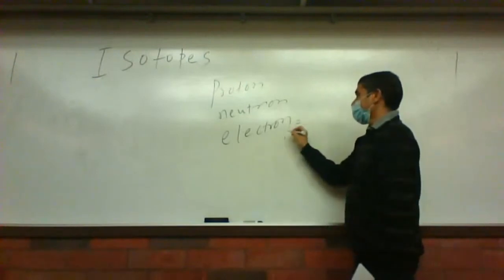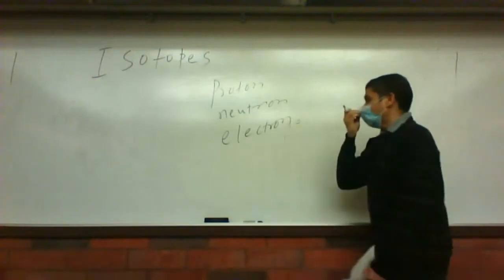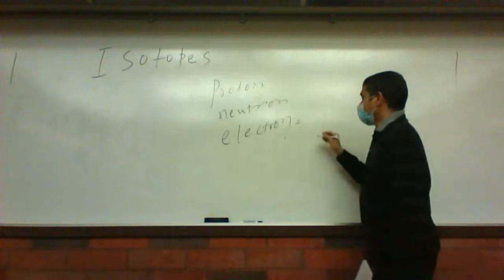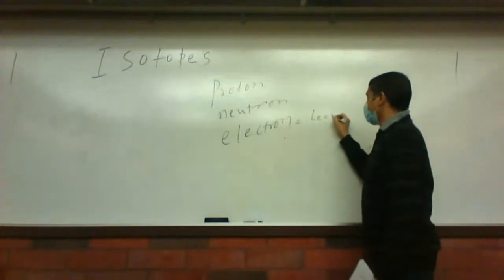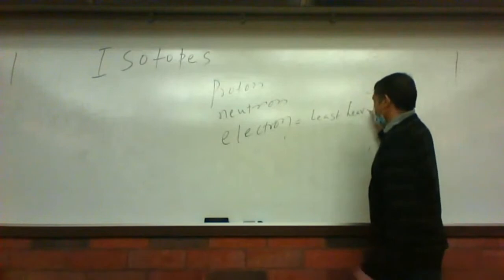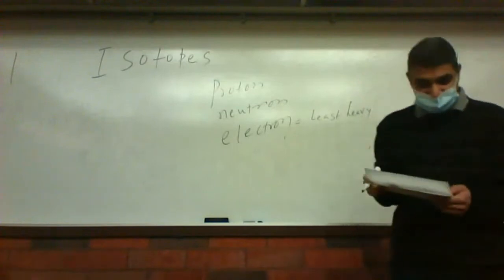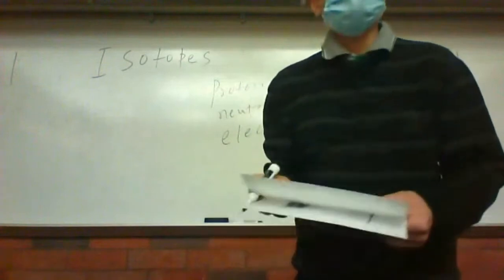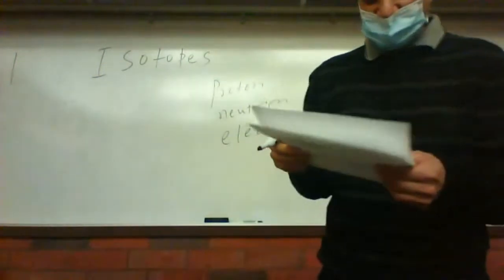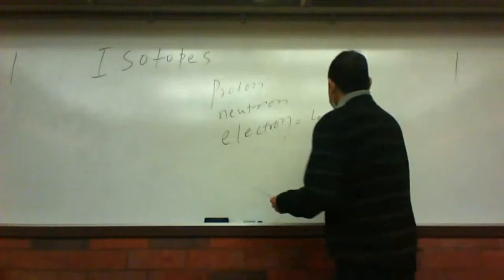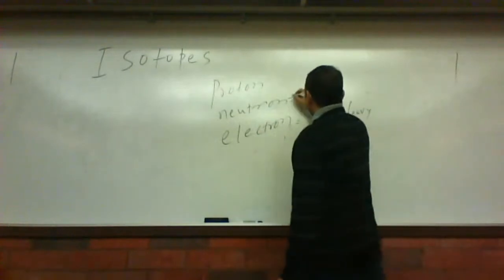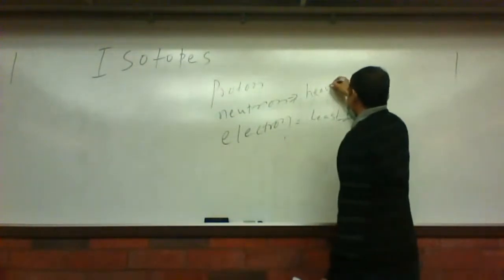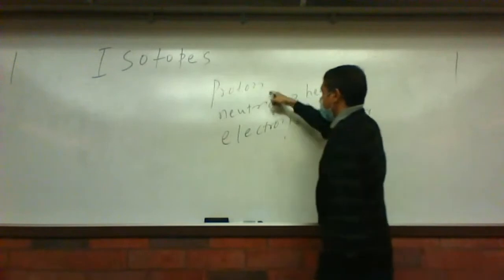The least heavy is this one. This is 1840 times lighter than neutron and proton. So this is the least heavy, the lightest particle. I am in last week's lecture I posted, in slide number 11 there. So this is the least heavy, and neutron is the heaviest, and this is in between here.